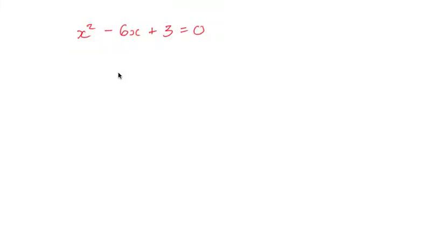Showing you how to solve an equation by completing the square. So in this example we've got x squared minus 6x plus 3 equals 0. So we're going to solve it by completing the square. The first thing we're going to do is complete the square on this left hand side here. So x squared minus 6x plus 3.